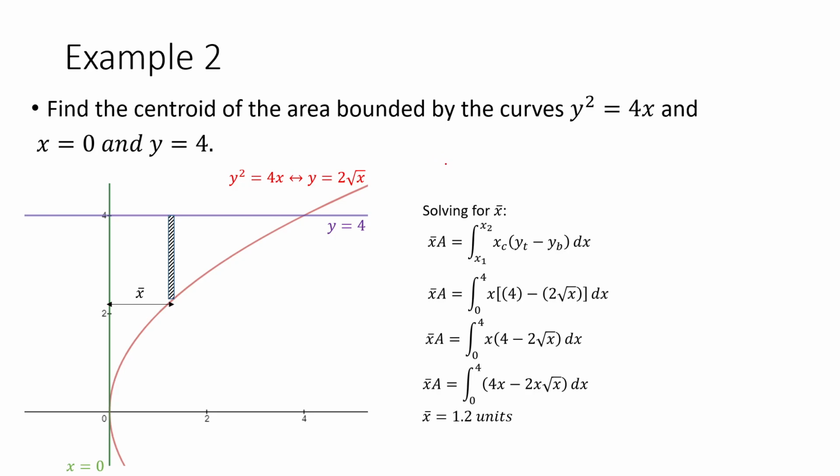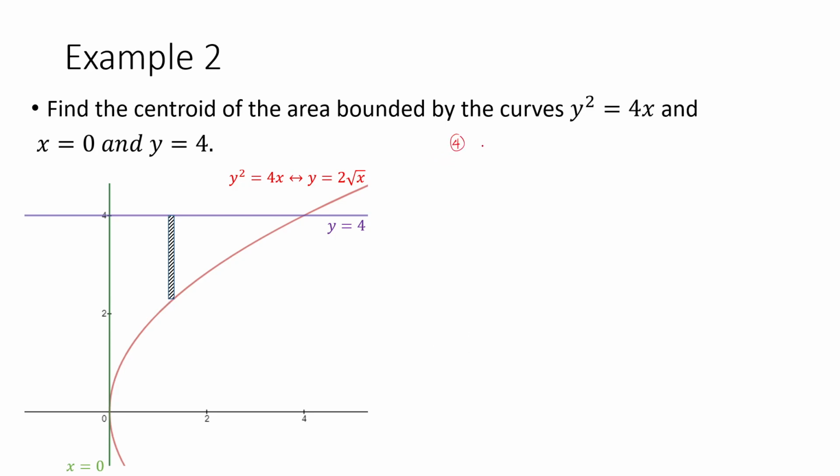So next is bar y. So solving for bar y, bar y times area is equal to y sub c times the differential area. So again, y sub c is the midpoint formula because we are in the x-axis parameter. So if this is y sub c, this is the bottom point, this is the upper point. So this will give us the midpoint formula concept. So this is y top plus y bottom all over 2.